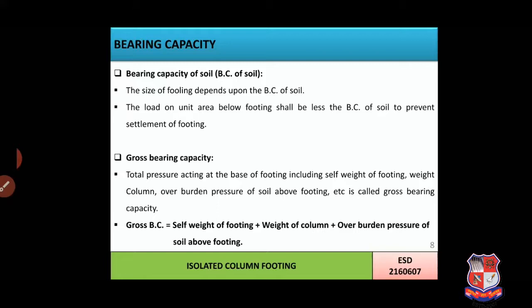In simple words, if I want to make the formula of the gross bearing capacity, that is equal to self-weight of footing plus weight of column. So footing's weight is there, column's weight is there, and overburden pressure of the soil above the footing.